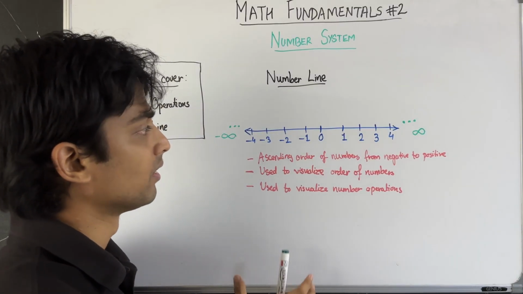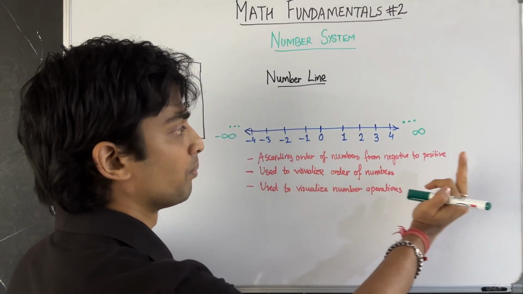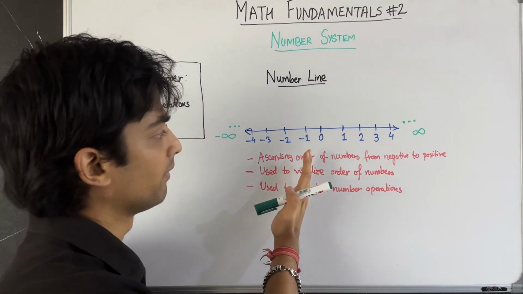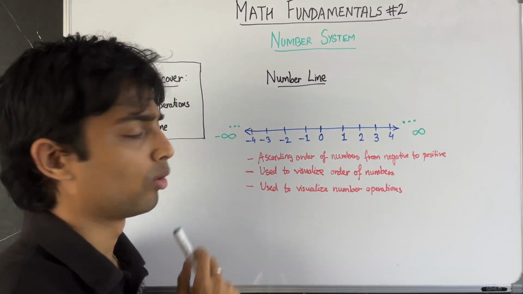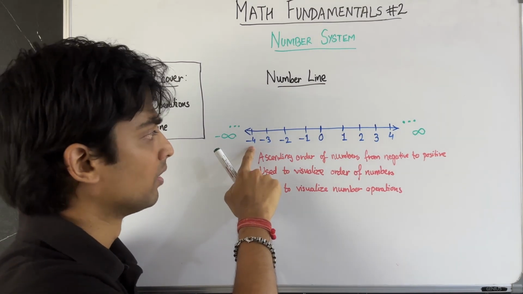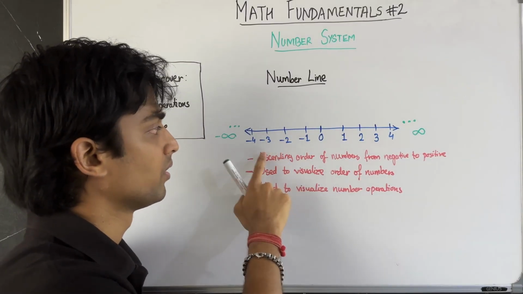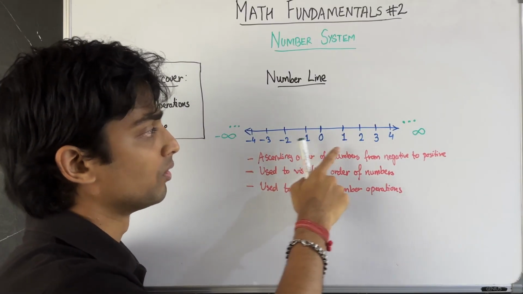So in number line, we represent 0 in the center and we go to the positive side on the right, left side negative. And they are in ascending order. That means if you take even from here, minus 4, minus 2 is bigger than this, minus 2 is bigger than this, minus 1 is bigger. So if you keep on adding 1 to them, you will get the next number.